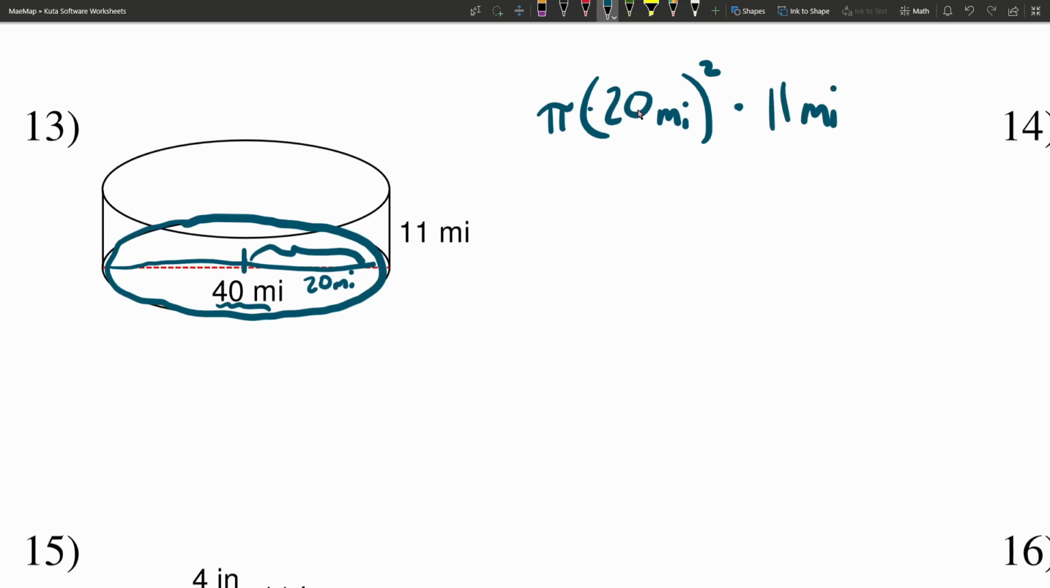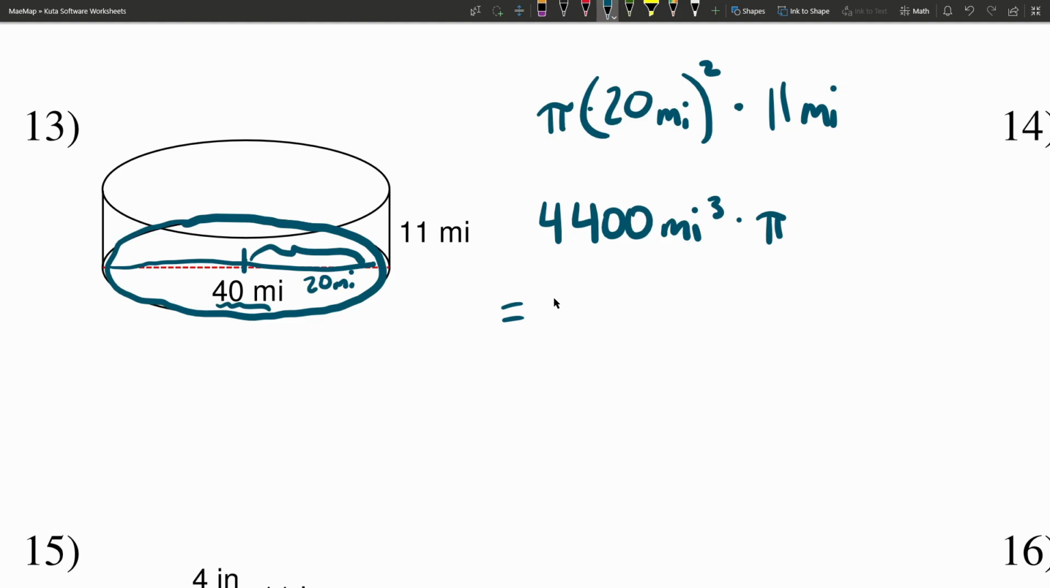Calculating this out, 20 miles squared is 20 times 20, which is 400 miles squared, and we're multiplying that by 11. So we have 4,400 miles cubed times pi. Multiplying that by pi, 3.14159265, and so on. Lots of times there's a button on your calculator for pi, but if not, write out pi to a few decimal places. Since this number is so large, we want to make sure we're rounding to that nearest tenth, and we want to be able to capture that.